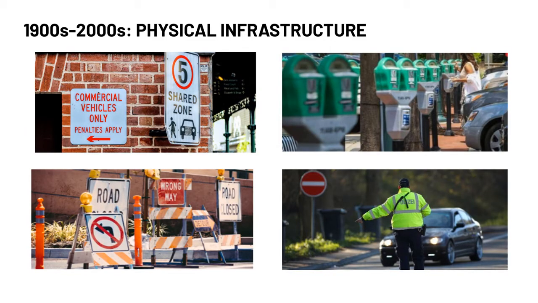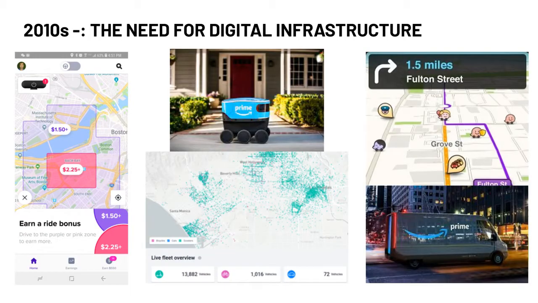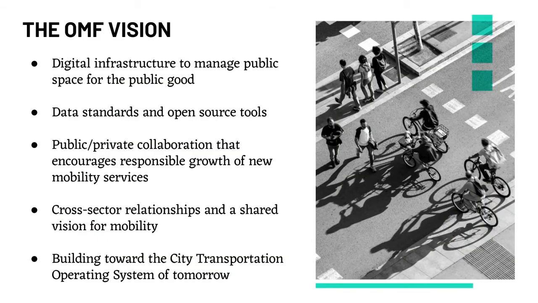So in the end of the last century, and before, we had a lot of physical infrastructure and rules around that, and everything is defined in this physical space in the real world. As many of you are familiar with, you can see these sorts of things that are still common today. But in the last 10 years or so, the need for digital infrastructure and different ways to manage the physical world digitally have come about. You can see some of these here: apps, delivery robots, delivery devices, curb usage, maps, geolocation, geofencing, things like that. And that's where the OMF comes in.